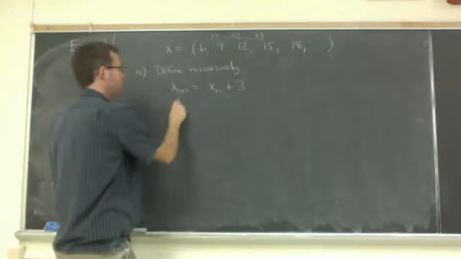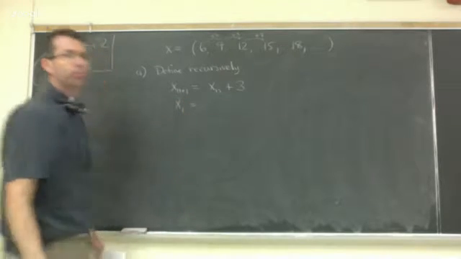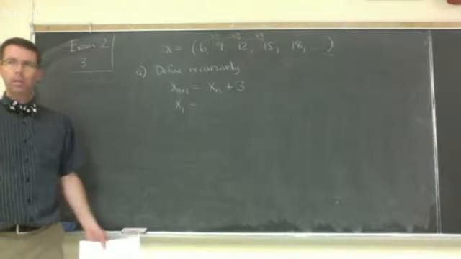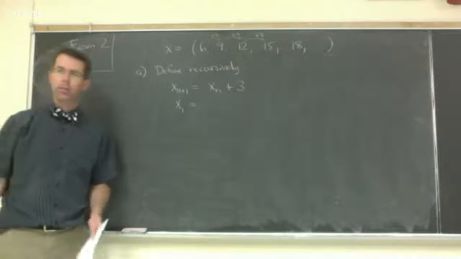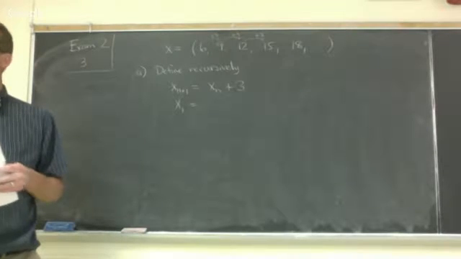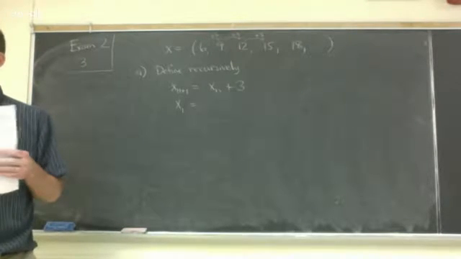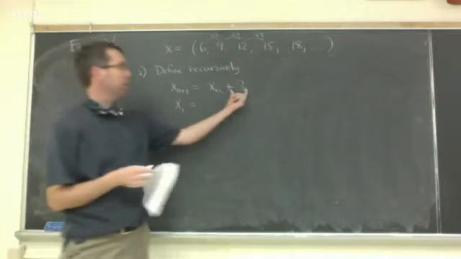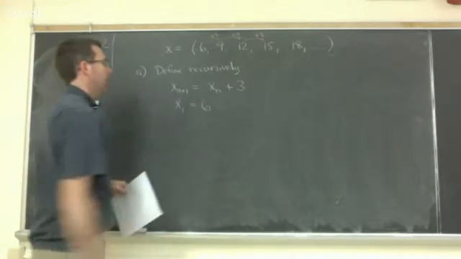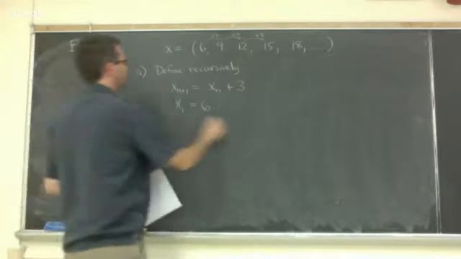And I also have to say where I start. And this is connected to what we did in the last little bit of the class about seeing when sequences are equal. They have to have the same initial value and the same increments. Well, this is the increment. And here we have an initial value of 6.